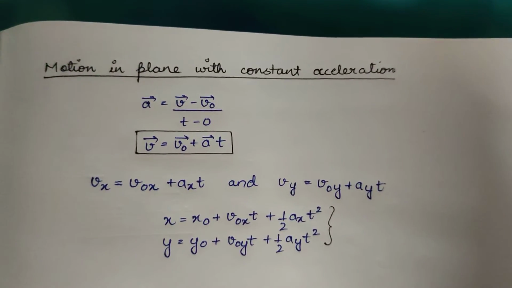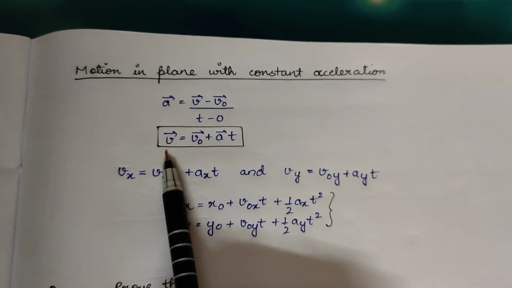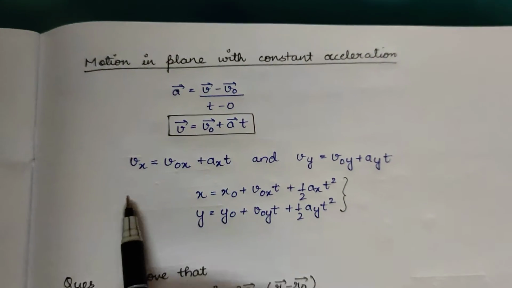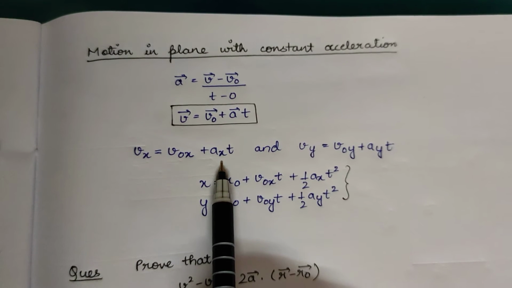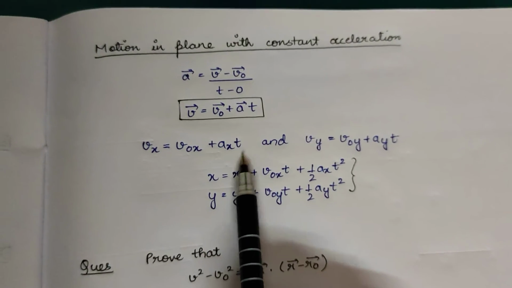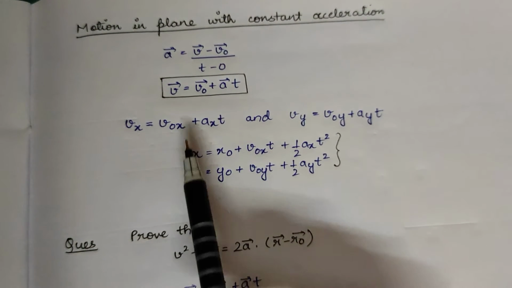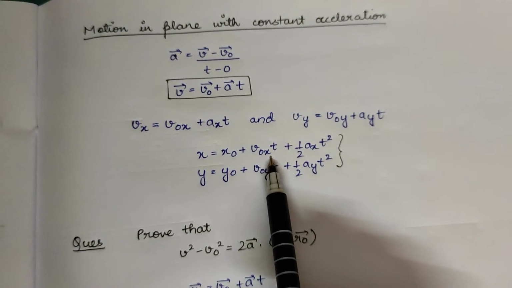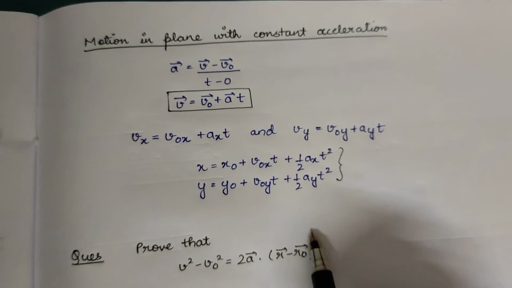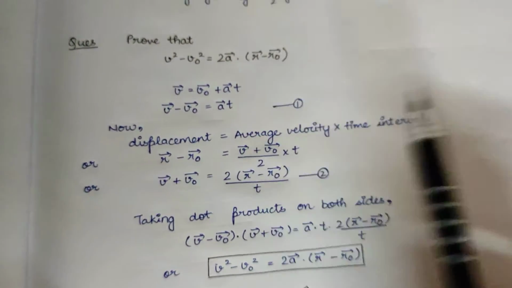Fine. Now we have motion in a plane with constant acceleration. We know acceleration is equal to change in velocity upon time taken. So we can write it like this. From here we will derive vector v is equal to vector v naught plus vector a into t. Fine. If we put the value of vx in terms of its rectangular components, then we get this for the x-axis and this for the y-axis. If we put these values, then we get x and y coordinates as x = x naught plus v naught x t plus half ax t square, and y = y naught plus v naught y t plus half ay t square. Fine.